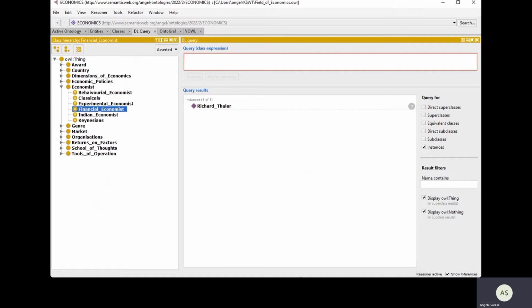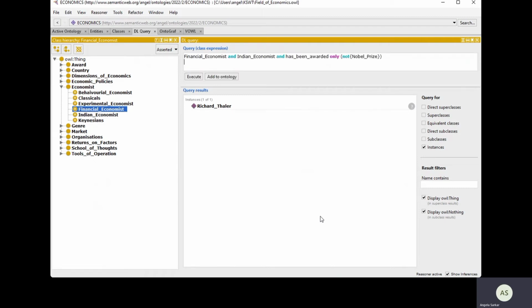Now let's find something else, something new. Now I have a new query: a financial economist who is of Indian origin, but has not won any Nobel Prize. I shall repeat: an Indian economist who is a financial economist, but has not won any Nobel Prize. Just now we found that Raghuram Rajan was definitely one of those who has not been awarded. So let's see who the economists are.